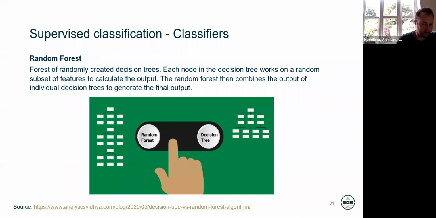Random forest, again, is machine learning. But while for a decision tree we have just one tree, here we have more trees, so a forest. That is why they call it this way. It's a randomly created decision tree. Each node works on a random subset of features to calculate the output. The random forest combines the outputs and then generates the final output. So it's like the decision tree, but with many more trees, essentially.